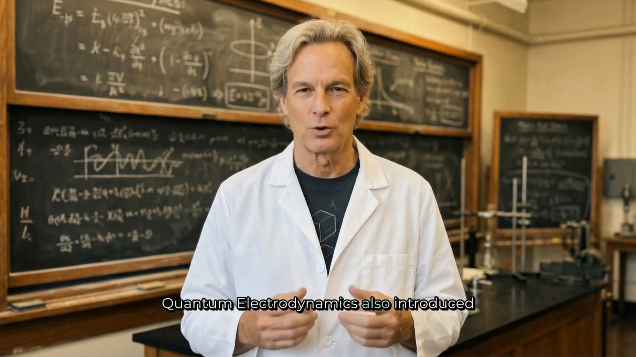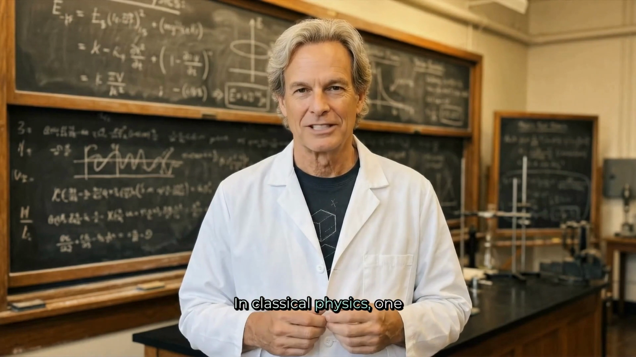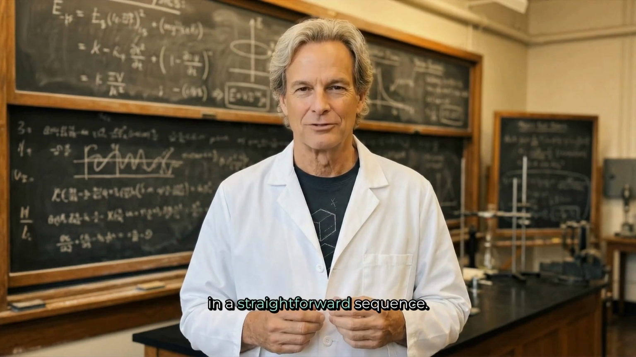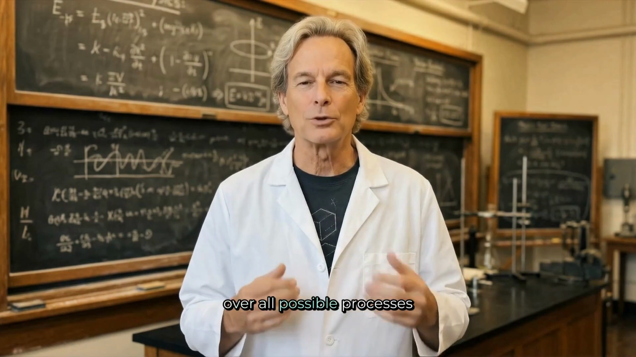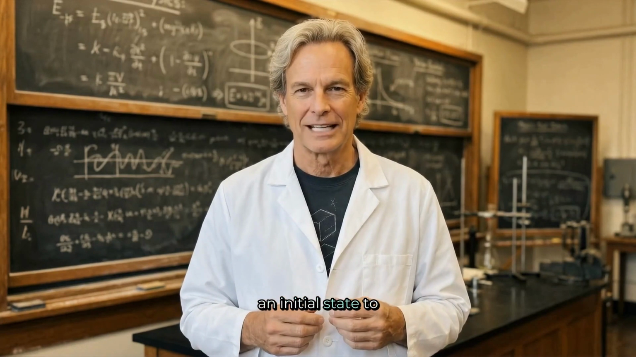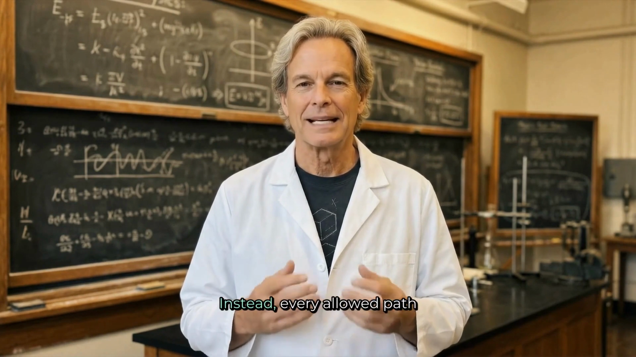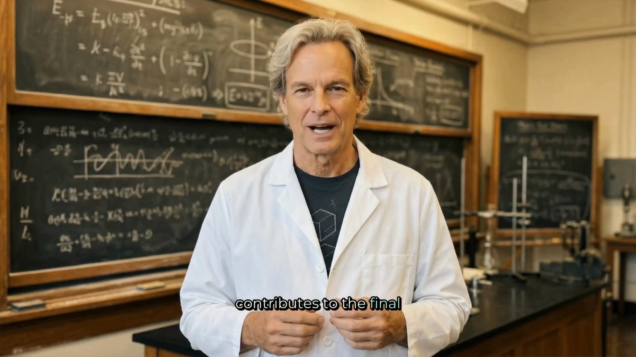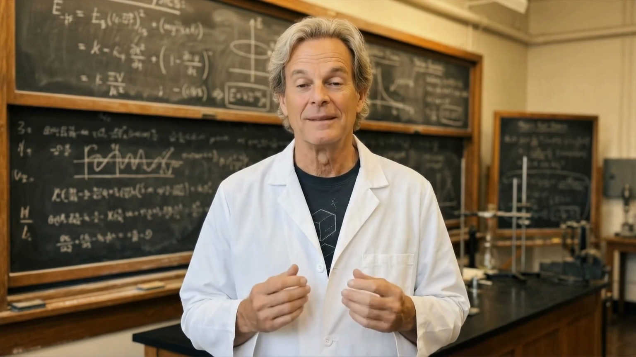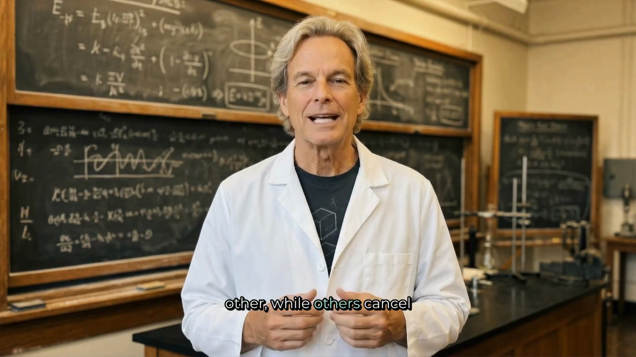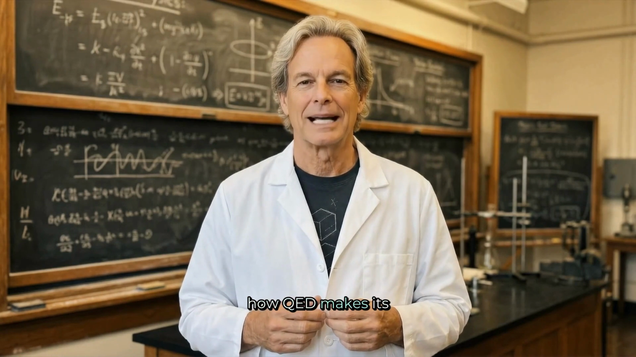Quantum electrodynamics also introduced a new way of thinking about cause and effect at the microscopic level. In classical physics, one event clearly causes another in a straightforward sequence. In QED, however, interactions are described as sums over all possible processes that could lead from an initial state to a final state. This means that nature does not commit to a single path or mechanism. Instead, every allowed path contributes to the final outcome, and what we observe is the result of interference between all these possibilities. Some paths reinforce each other, while others cancel out. This idea, although strange, is essential for understanding how QED makes its predictions.